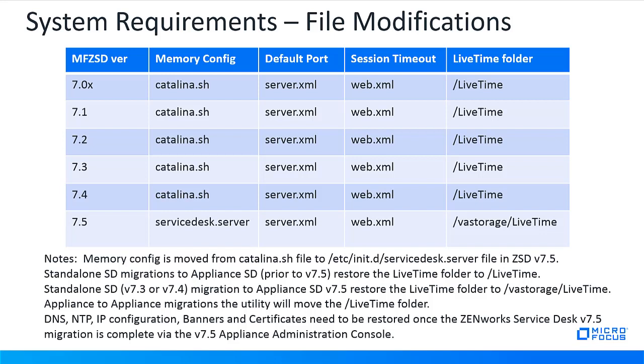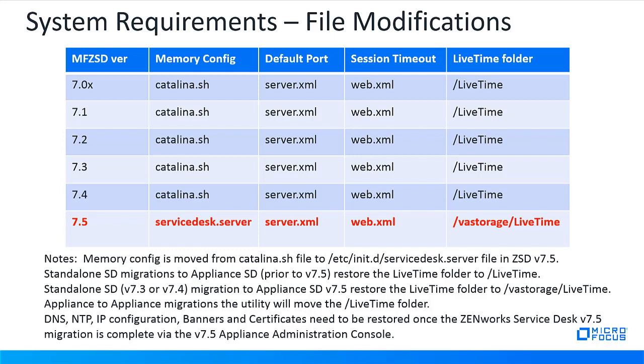Prior to version 7.5, the memory configurations were in the Catalina SH file. These settings have been moved to the /etc/init.d/servicedesk.server file. Regarding the /lifetime folder that links your attachments, indexing, and other configurations, at the point where you migrate from Standalone to Appliance, the /lifetime folder must be restored.